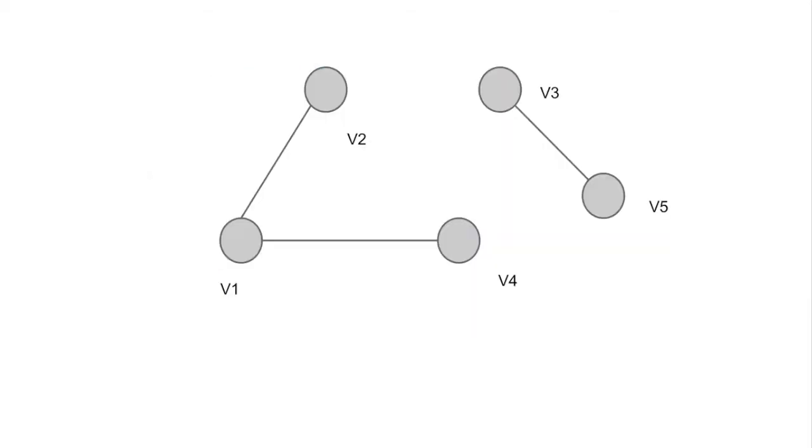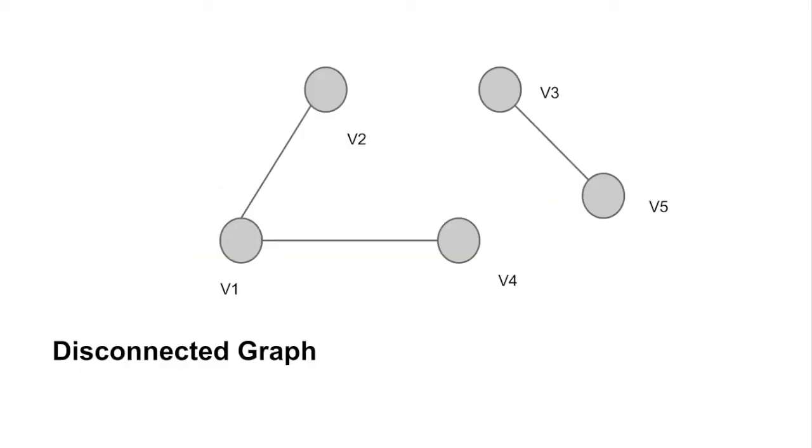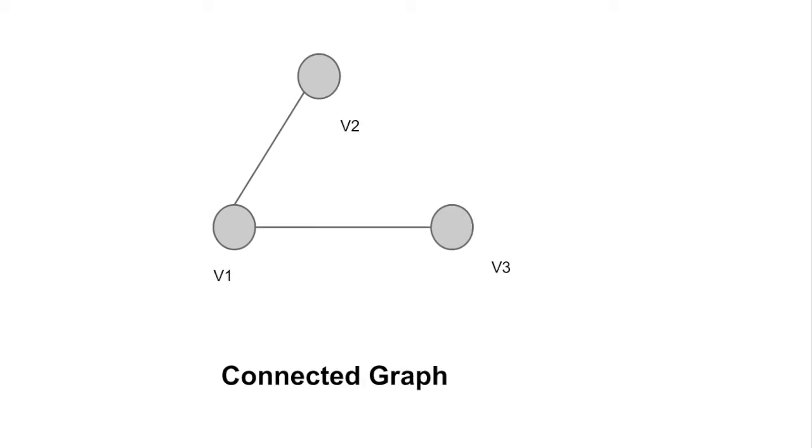This is a slightly different situation. There's no isolated vertex in the graph, but it's like in our Virginia Island story. If we start from V1, we can't get to V3 or V5 by walking along the bridges. So let's call it a disconnected graph. On the other hand, if we only look at V1, V2, V3, it is a connected graph.